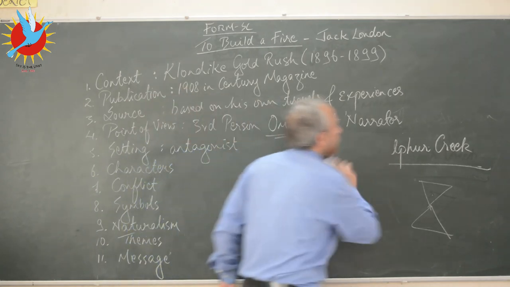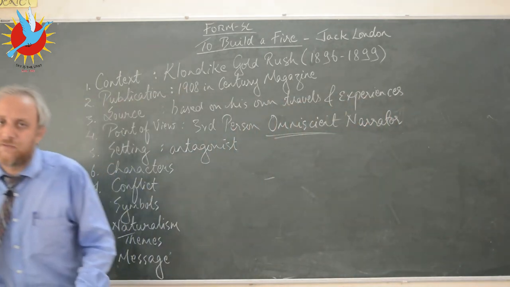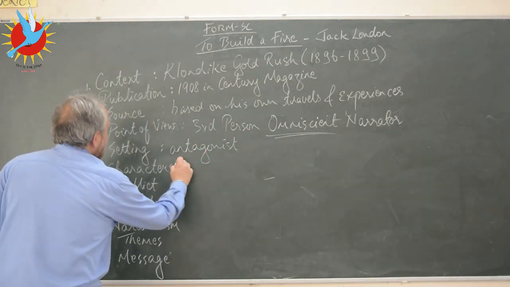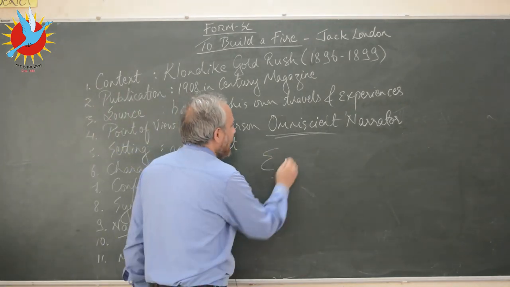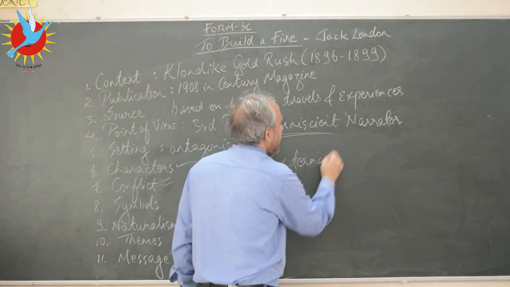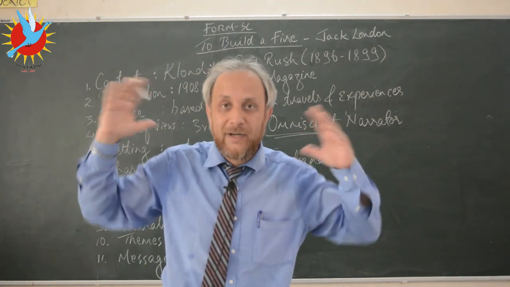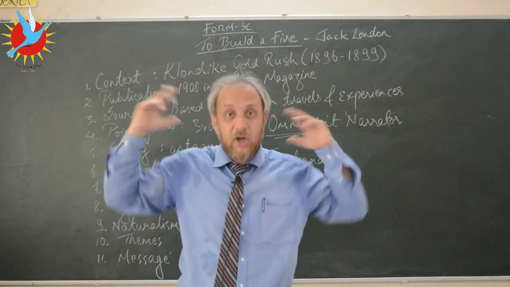Now we also have another mention of the boys as well. We'll get to that later. So, characters done. Now let's look at the conflict. There are two conflicts here. One is external, which is very easy to understand, kids. Man versus nature. Man versus the forbidding landscape and temperatures of the Klondike region.